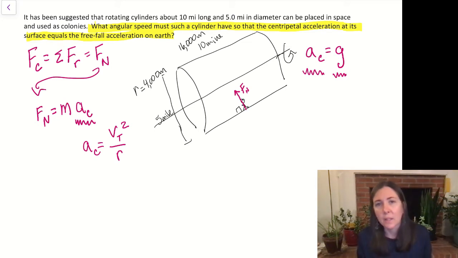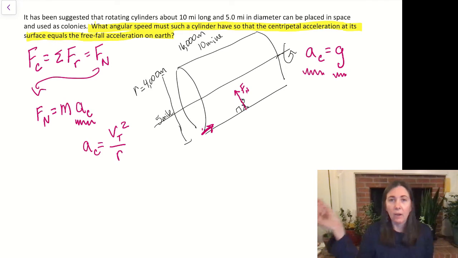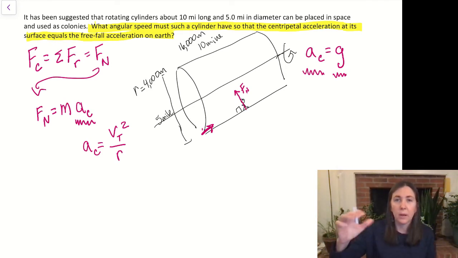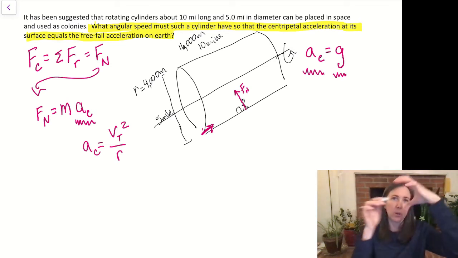Now, this is all well and good, but this problem asks what the angular speed must be, not the tangential speed. We don't care about how fast it's moving out here. We care about how fast the whole drum, that whole cylinder, is going to rotate. So we don't really care about the speed along any part of the radii.